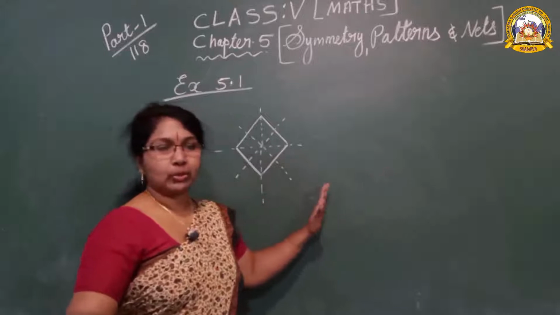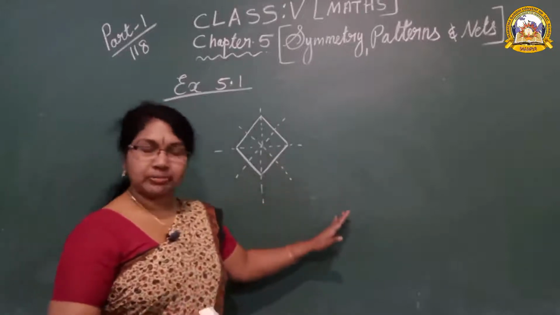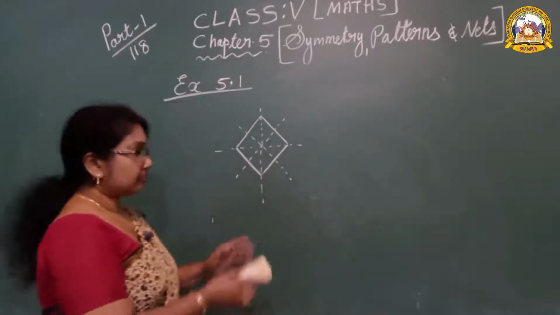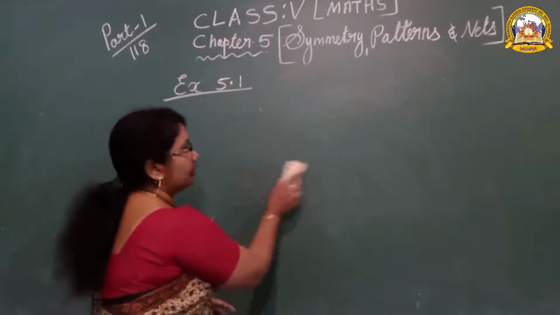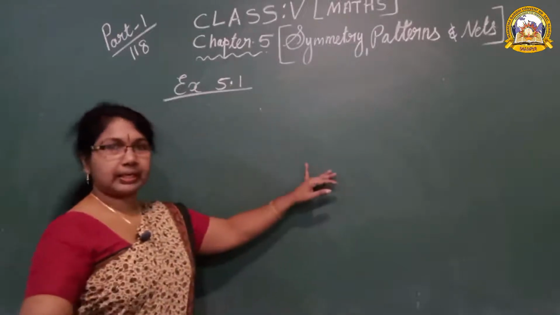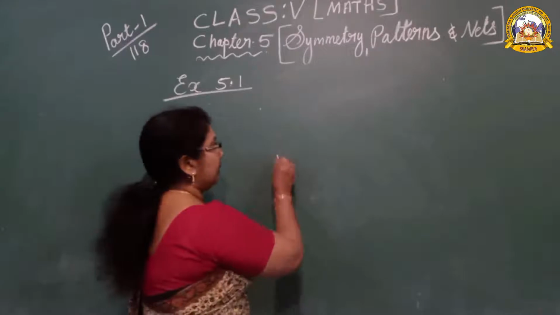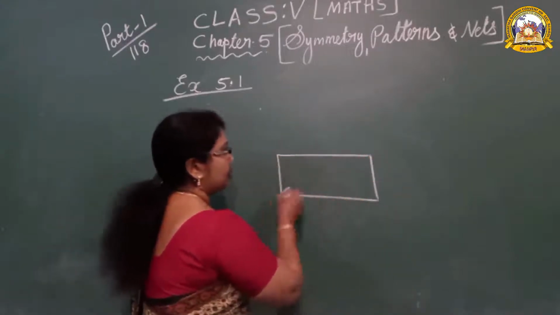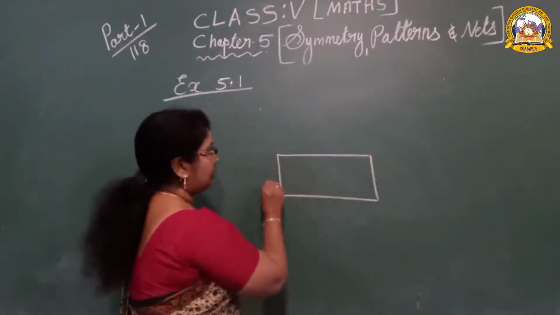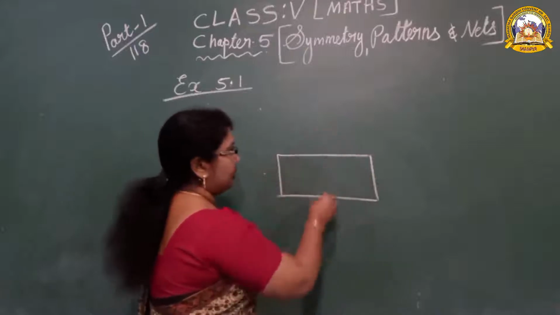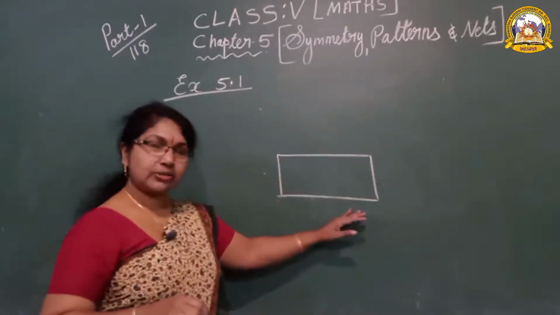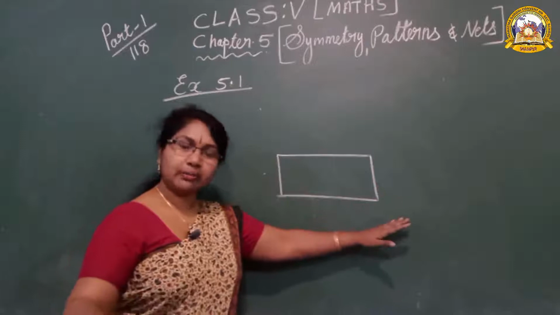Now question number 2 also, draw the line of symmetry, and you can make the line of symmetry very easily. Some rectangle figure is given, so you can draw the line of symmetry like that, then the middle two, then here. So how many lines of symmetry you can make, you have to draw in the book only.